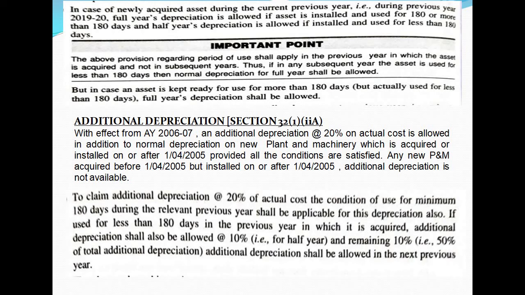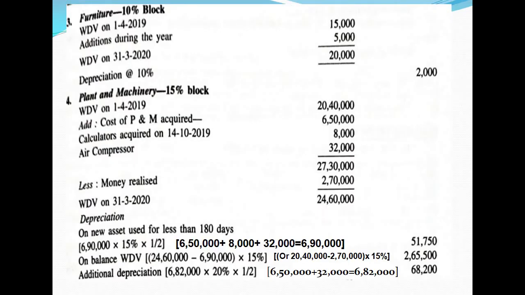So it means that if the new plant and machinery has been acquired during the year after the assessment year 2006-2007, then additional depreciation will be allowed in addition to the normal depreciation. The rate of additional depreciation is 20%. But if the asset has been put into use for less than 180 days, the depreciation will be allowed only for half year. So half of 20% will be 10%, and the other half will be allowed in the next previous year. That is why, if you see here, the additional depreciation has been given only for those assets which have been newly acquired and used for less than 180 days.